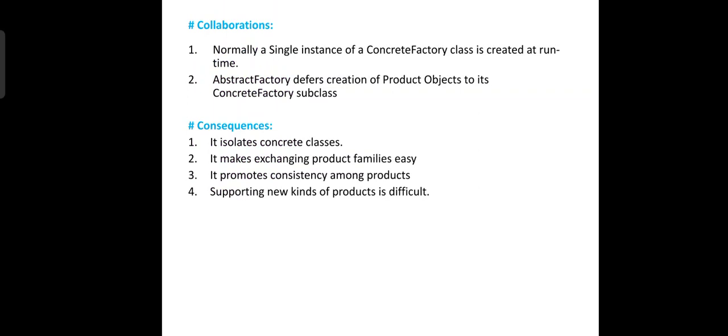Then we will discuss the collaborations that occur in the abstract factory pattern. The first collaboration is that normally a single instance of a concrete factory class is created at runtime. This concrete factory creates product objects having a particular implementation. And to create different product objects, the client should use a different concrete factory. The next collaboration is that the abstract factory defers creation of product objects to its concrete factory subclass.